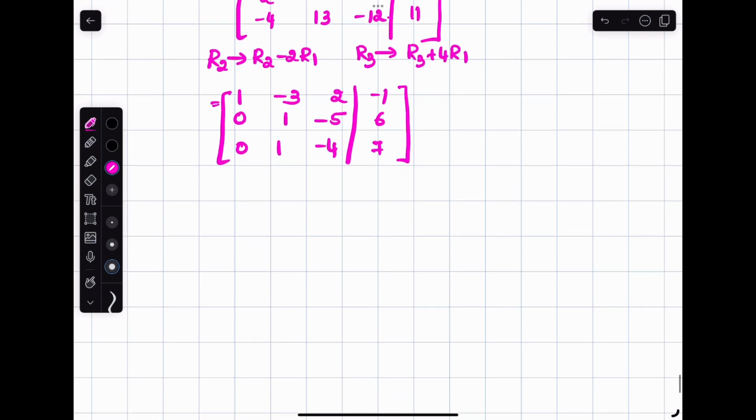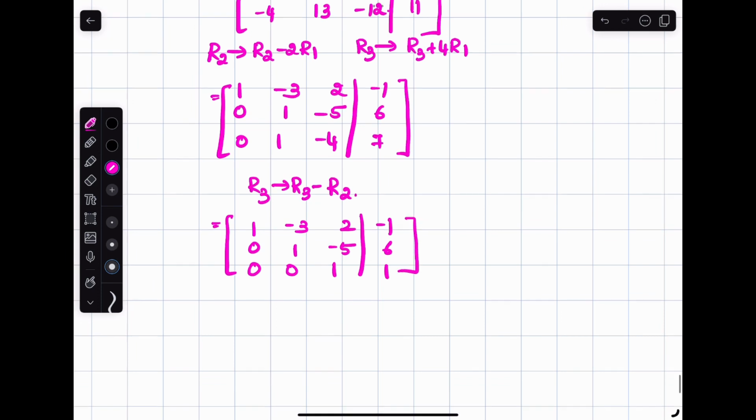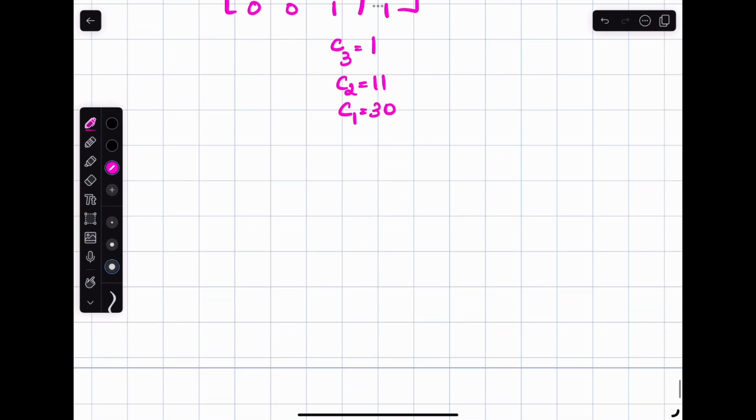And again I will apply the row transformation. So row 3 changes to row 3 minus row 2. So you will get the answer as 1, minus 3, 2, minus 1, and 0, 1, minus 5, 6, 0, 0, 1, and 1. All right, we'll stop it here. So we already got c3 as 1, c2 as 11, and c1 as 30. So please apply and check.